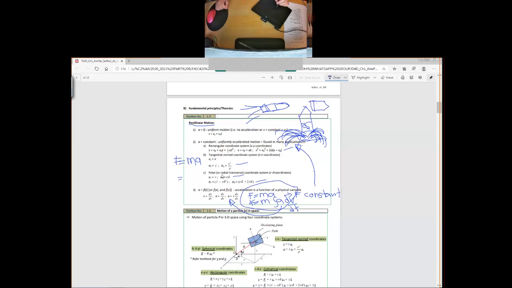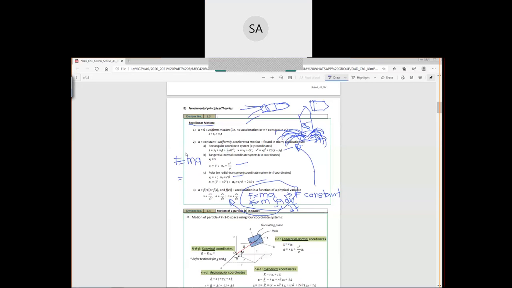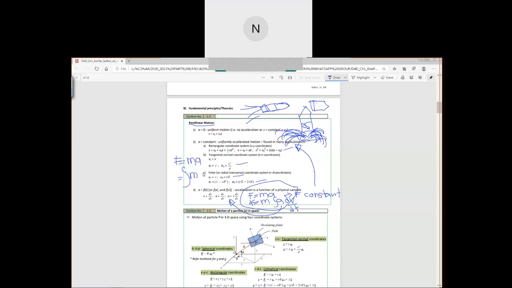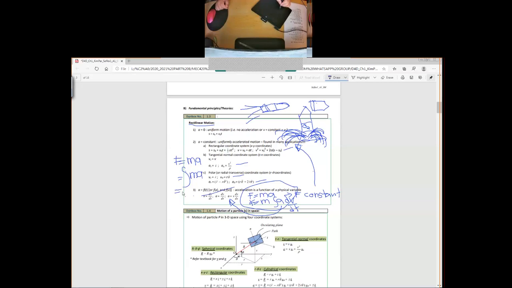Okay, so what happened in this case? What happened to the mass? Mass decreases. In other words, mass is changing with time. So if you want to get the thrust, you have to integrate the mass. Okay, understand? Or you can write it down like this.